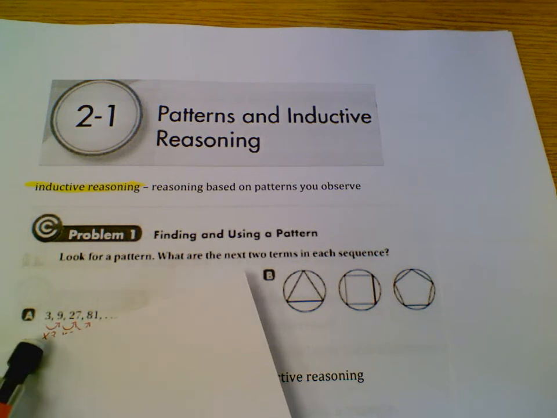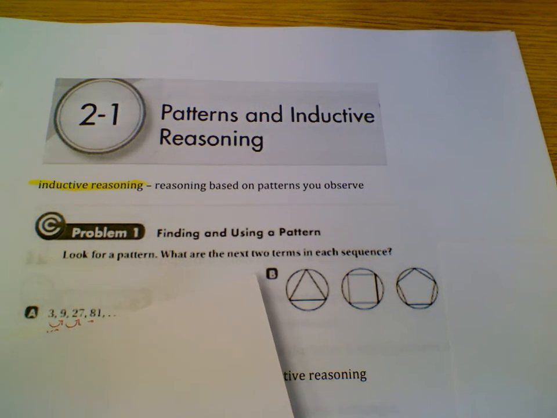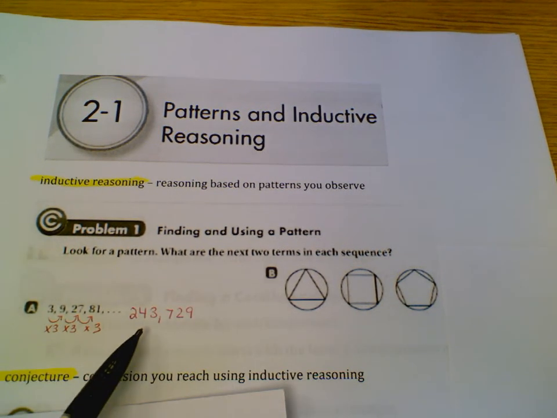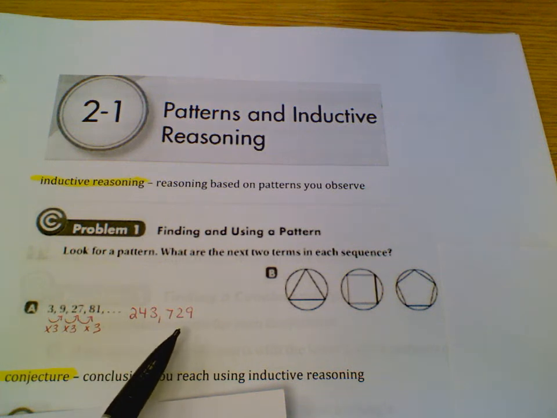So my sequence is 3, 9, 27, 81. Since the numbers are getting bigger, I would think about adding something or multiplying. In the first case, if I were to add, I would have to add 6, but if I added 6 on the next case, it would not work. So then instead I look to multiply. It looks like we're multiplying by 3 every time. So the next two terms then would be 243 and 729.